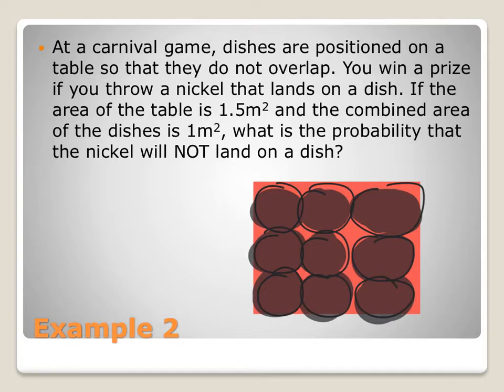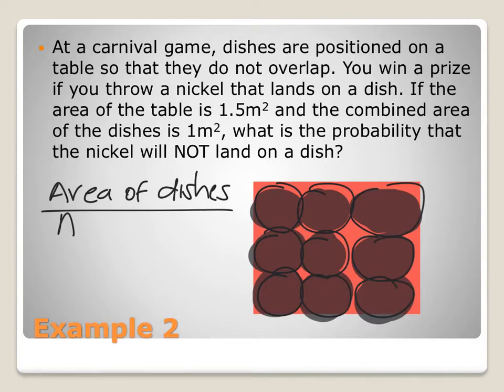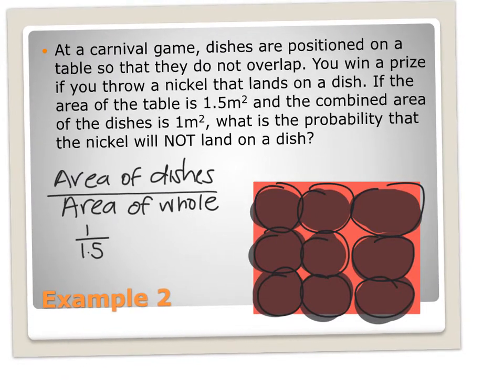So if I was to ask you what's the probability that you'll land on a dish, I would take the area of all the dishes and put it over the area of the whole thing. What's the area of the dishes? 1. What's the area of the whole thing? 1.5. Okay? That would be if that's what I was aiming for.